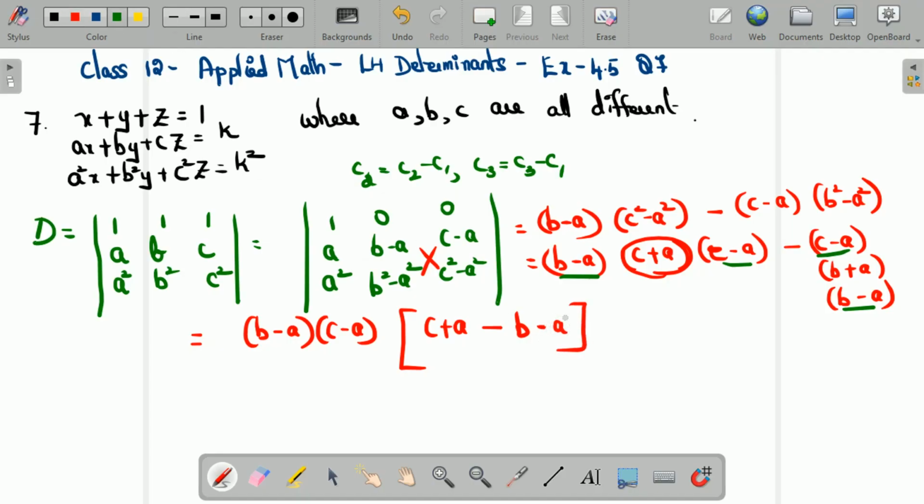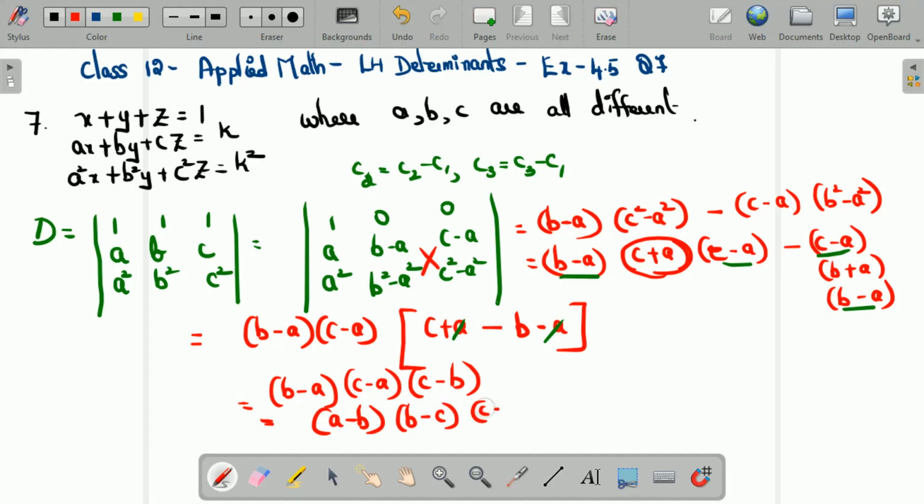So you see that this A and A will get cancelled, so this will be C minus B. So you can write this as (B minus A) into (C minus A) into (C minus B). So this is going to be the value of this particular determinant. You can also rewrite this as A minus B, and this can be rewritten as B minus C. I'm taking this as a negative term and applying it. So it will look nice as (A minus B) into (B minus C) into (C minus A). So this is the value of D.